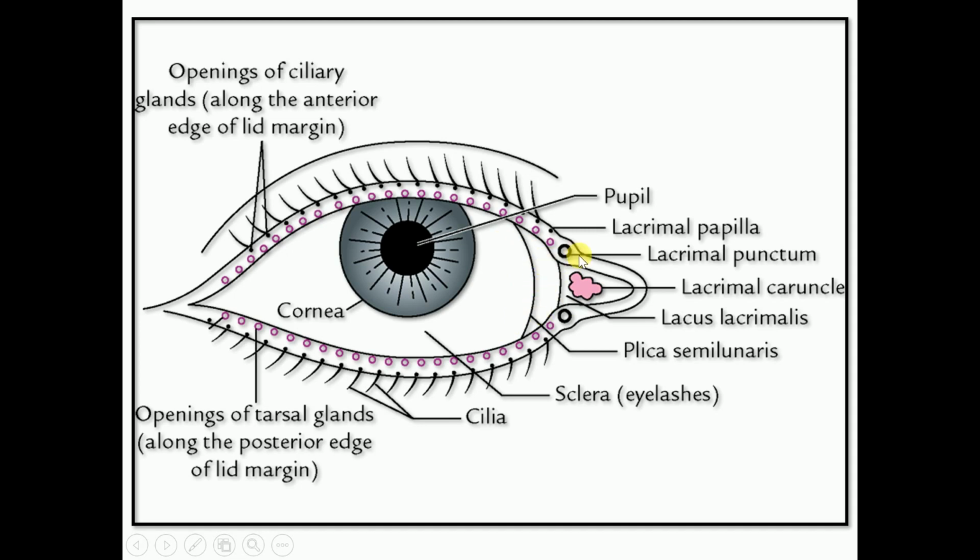Now within this lacus lacrimalis, there is a small opening called the lacrimal punctum. The lacrimal punctum is covered by the lacrimal papilla. So these are the parts of the palpebral fissures on the eyelids.